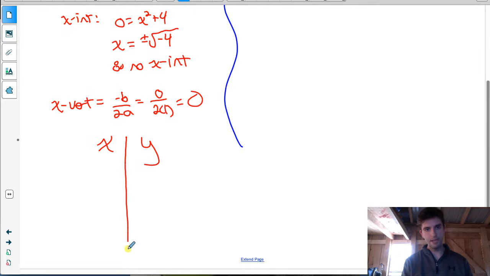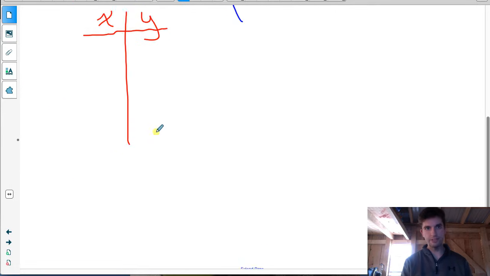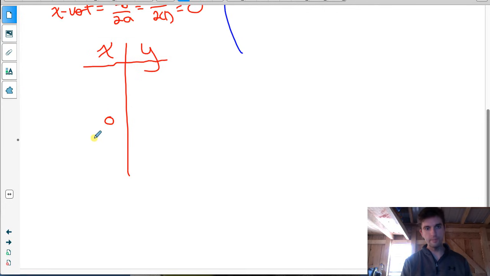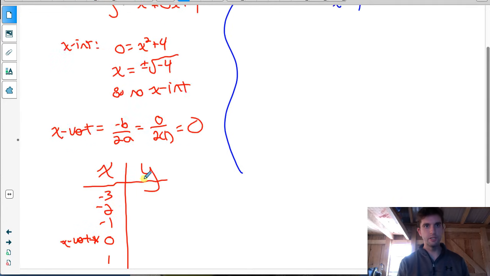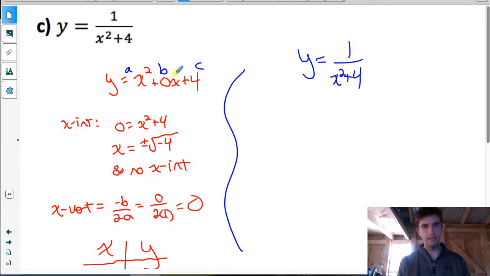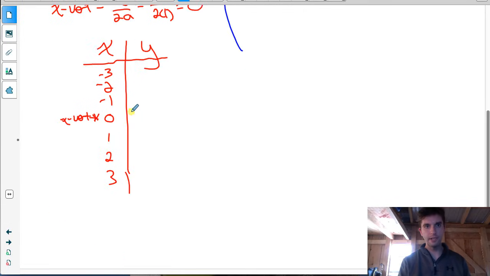So when I make my table, once again, I need to make sure that the x-coordinate of the vertex is centered. So I'll put 0 in the middle. Now I don't have any x-intercepts to include, so I just have to make sure I choose points on either side of that x-coordinate of the vertex. So I'll just choose negative 1, negative 2, negative 3, and on this side 1, 2, and 3. And then I'll plug each of those into my x squared plus 4 function, and I'll get the y values. So just square each of them and add 4.